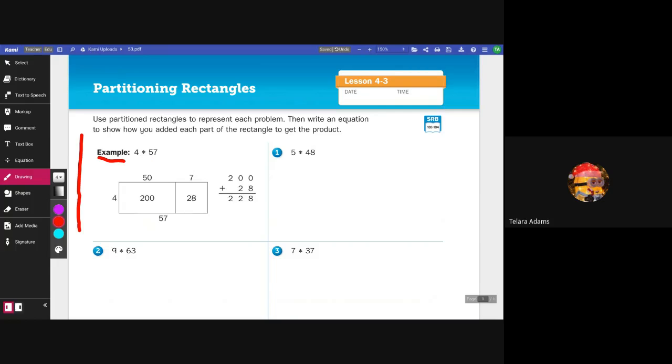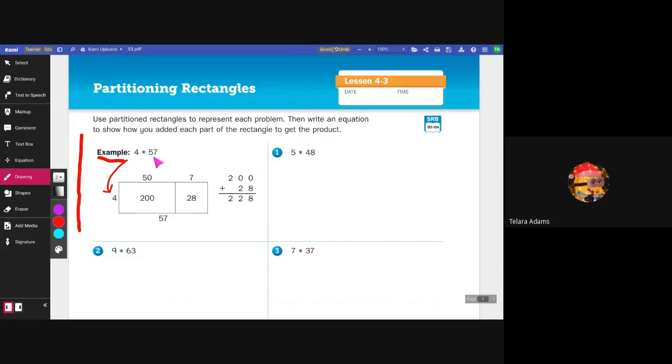Remember when we had that floor tiling in the part one? Yes, same skills for part two. So we are drawing our 4 for our width here. There it is. I drew my rectangle and there's my 4.